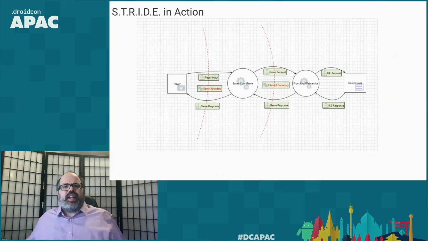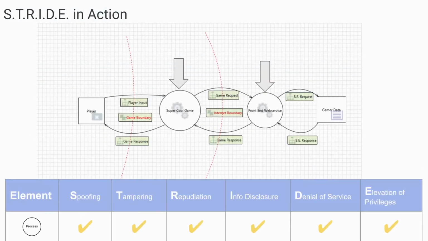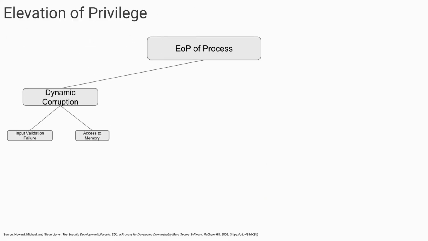So first, we've got elevation of privilege. How would someone try to get higher privileges on these processes in our threat model? Well, the first thing you would do is look at dynamic corruption. This is when the running application is attacked via input or access to memory. So shared memory usage, use after free, things like that, dynamically corrupting the running app. Much of this can actually be found via fuzzing that we talked about earlier. So I strongly recommend that approach.